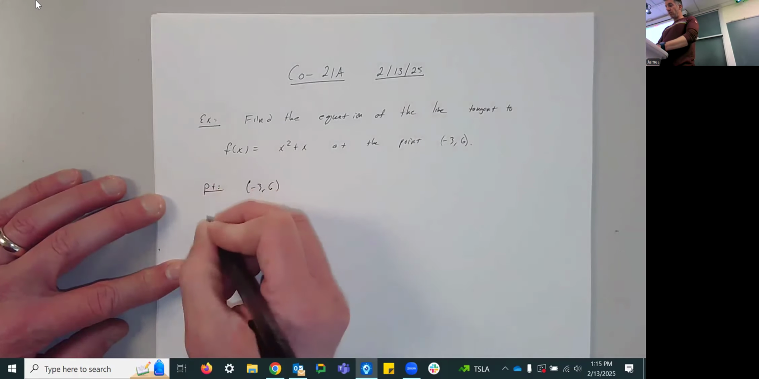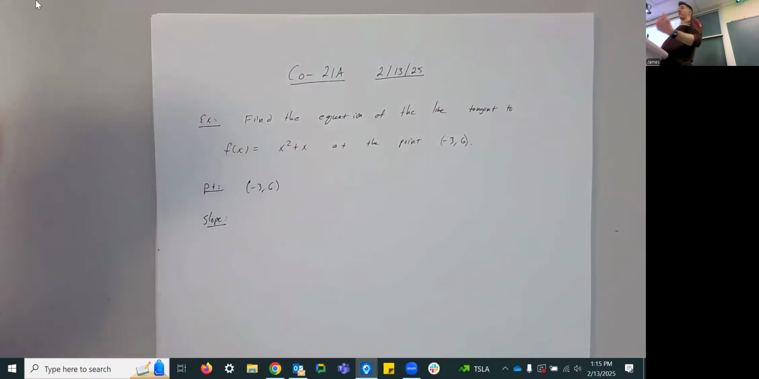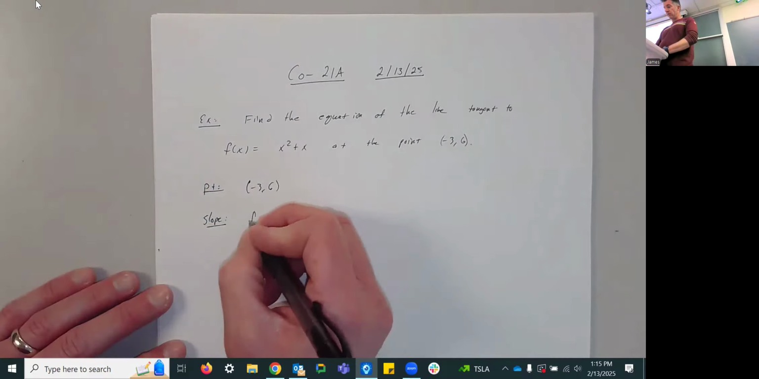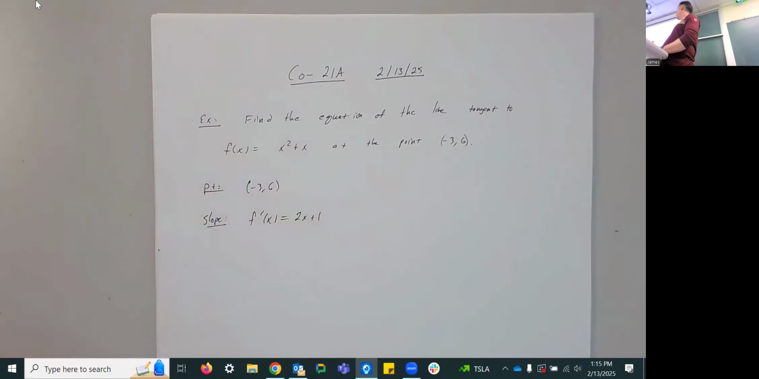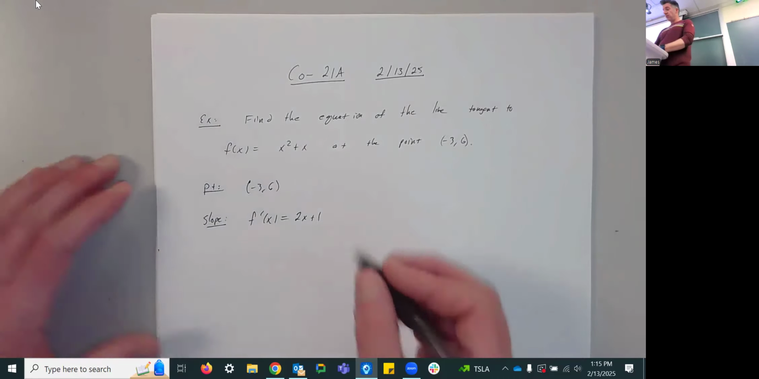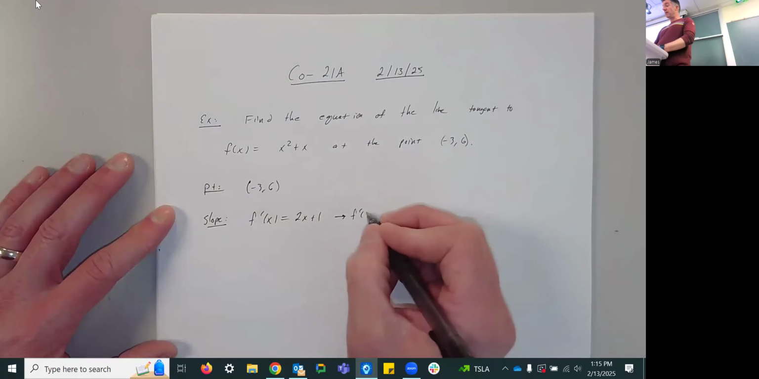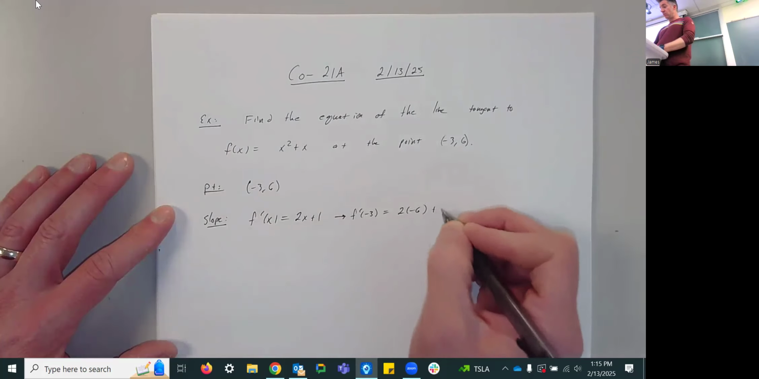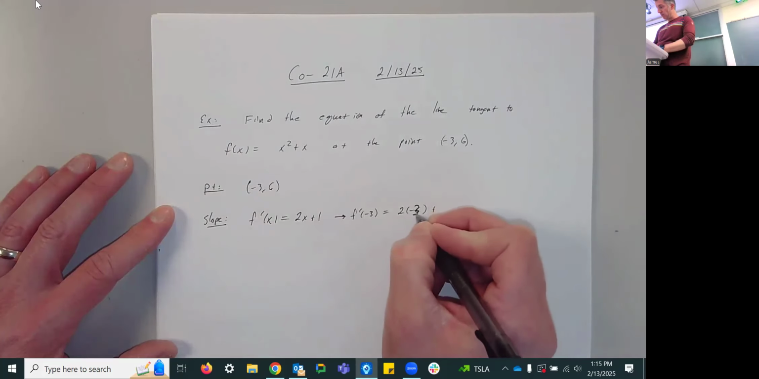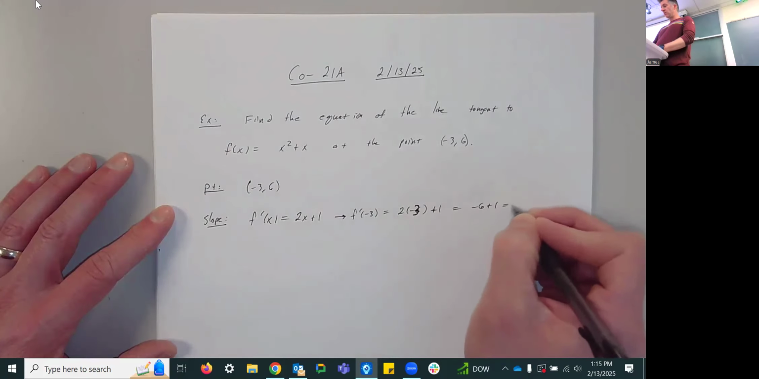We also need the slope. And we're going to find the slope by taking the derivative of the function. So our derivative is f prime of x equal to 2x plus 1, and then substituting in the value of x that we're finding the tangent line at. So f prime of -3 is going to be 2 times -3 plus 1, which is -6 plus 1, which is -5.